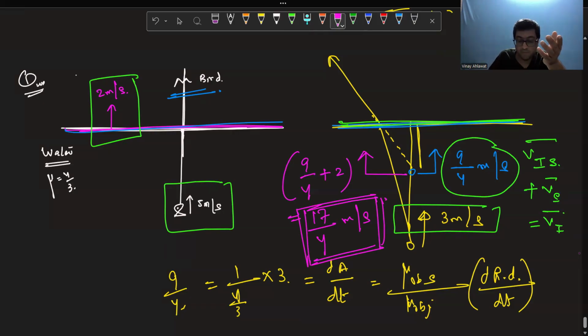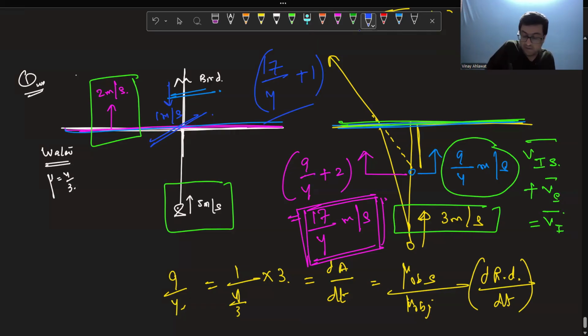Now, if I say, I also want to move the bird with 1 meter per second. So what is the velocity of the image of fish as seen by the bird? So that would be 17 by 4 plus 1. Is that fine? So what is the question? Can you tell? The velocity of image.